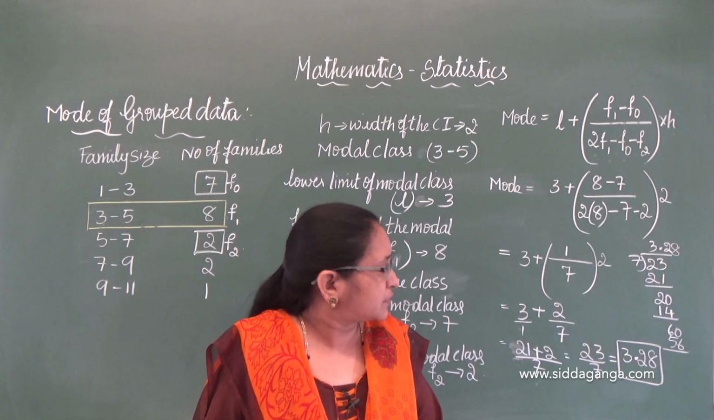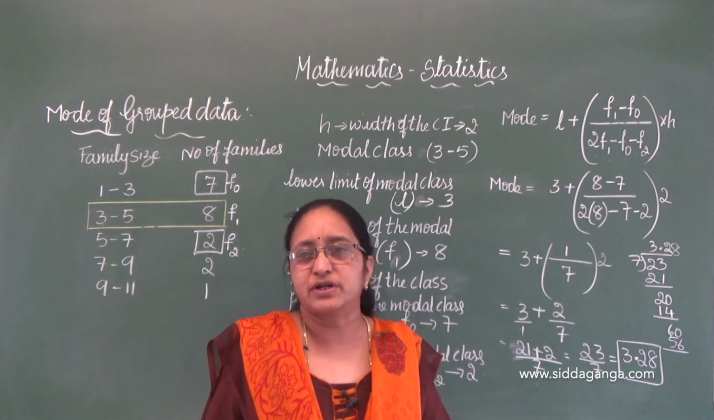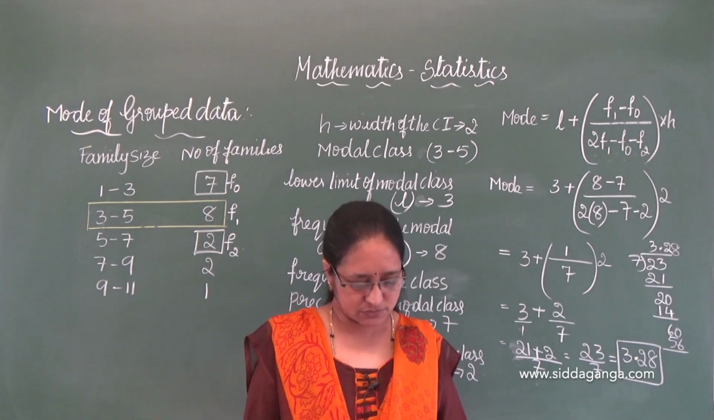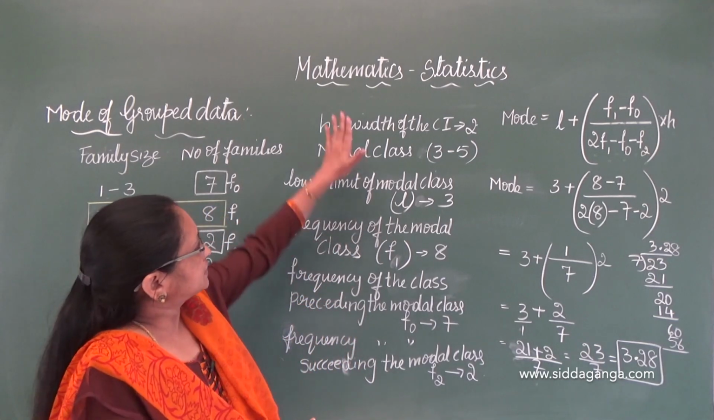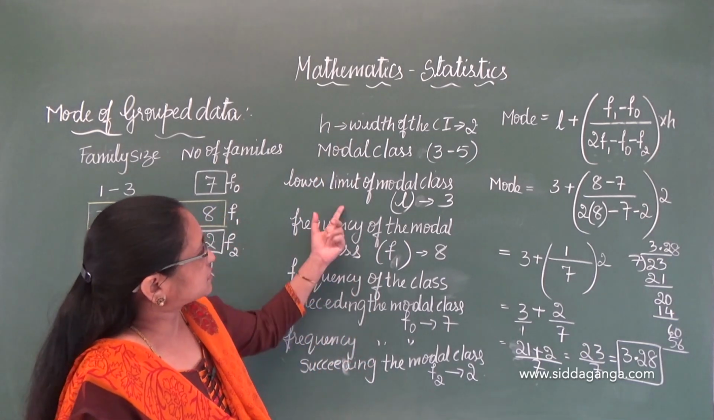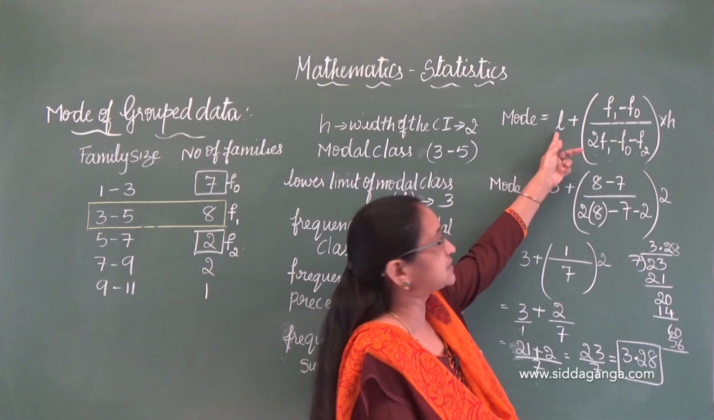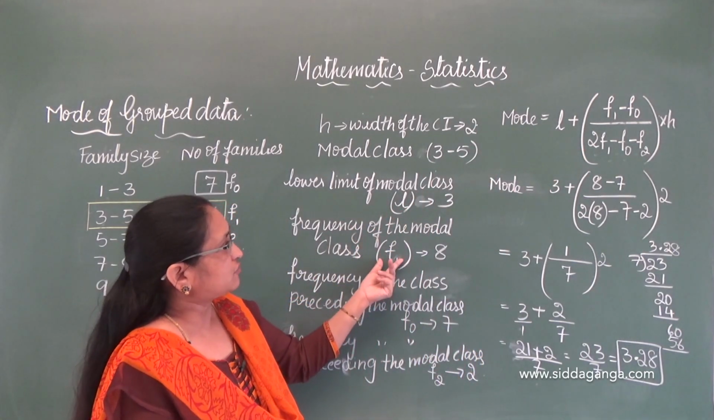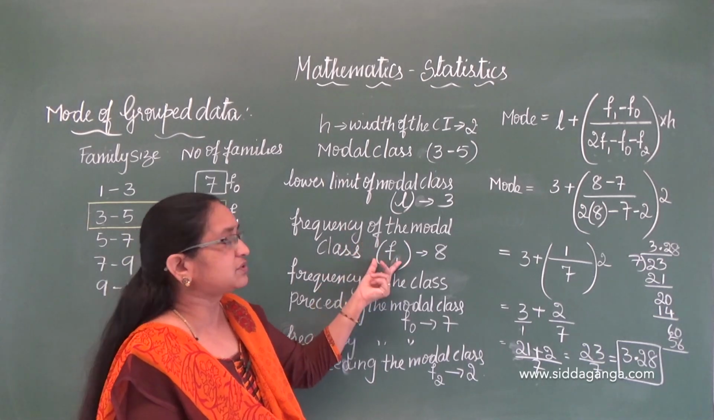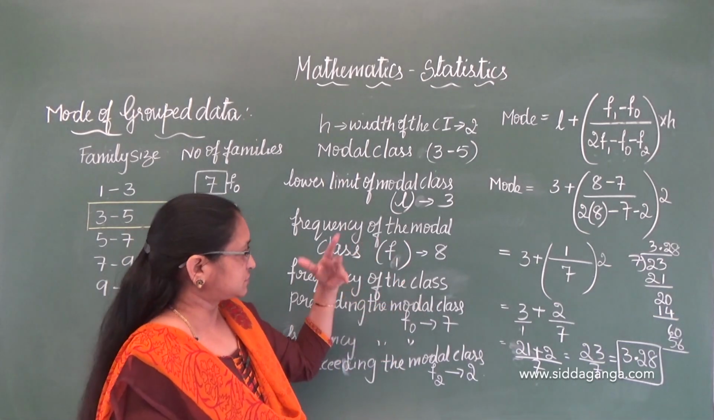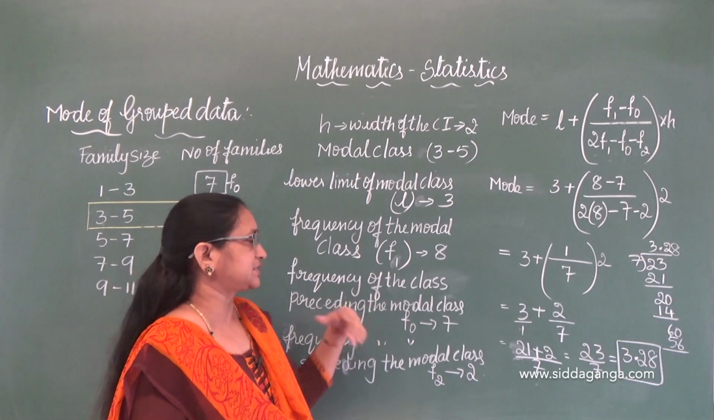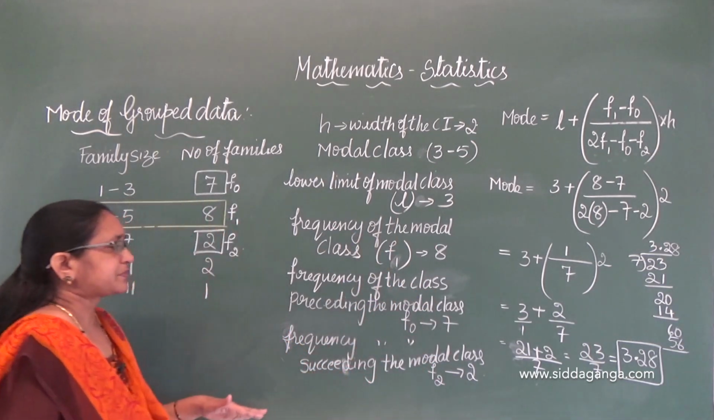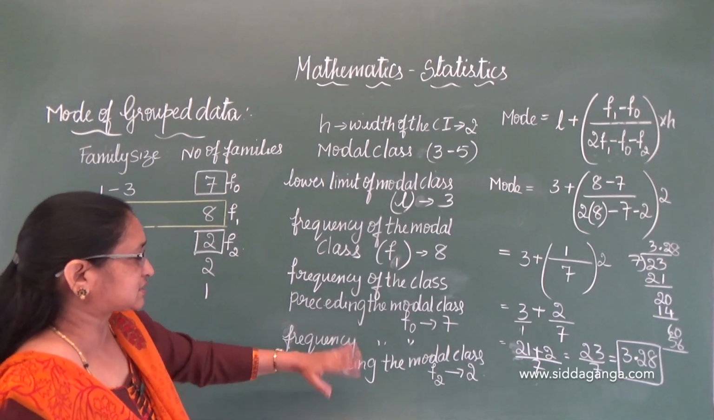Like this you have to find out the mode. I hope the formula is clear, and the abbreviations that I have given here. What is L? L is the lower limit of the modal class, and F1 is the frequency of the modal class itself, F0 is the frequency of the class preceding the modal class, and F2 is the frequency of the class succeeding the modal class.